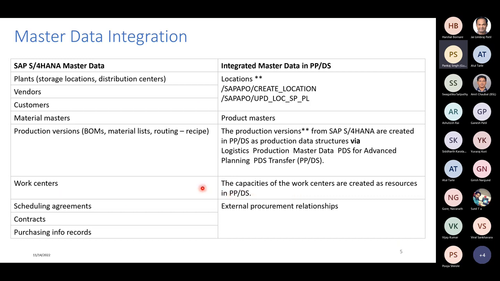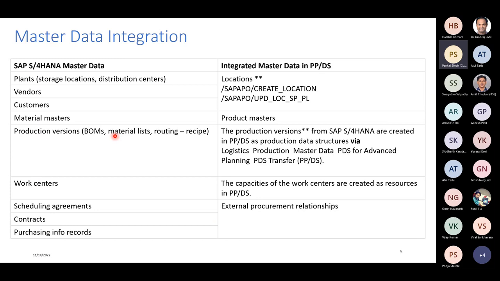So the work centers are going to go across to PPDS and they're then called resources. And then there is a mapping which we need to go into detail and we'll understand that. And then there are a few more which are not much relevant for us. So scheduling agreements, contracts and purchasing info records can also be sent across, and then they create transportation lanes, extended procurement relationship in PPDS, which we are not going to use much in our discussions in the next few days.